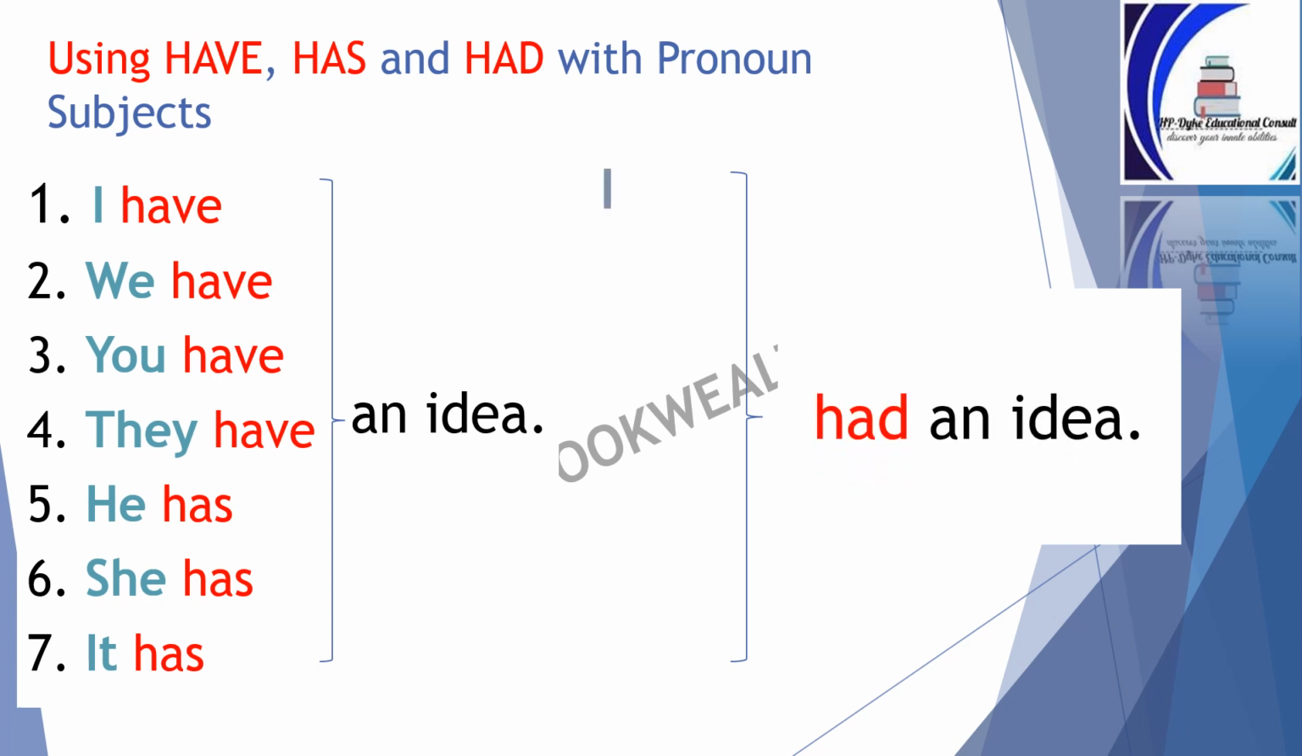Now let's use had. I had an idea. We had an idea. You had an idea. They had an idea. He had an idea. She had an idea. It had an idea. Remember that we mentioned that had is the past tense of have and has. Next, we shall examine how have, has, and had are used as auxiliary verbs.